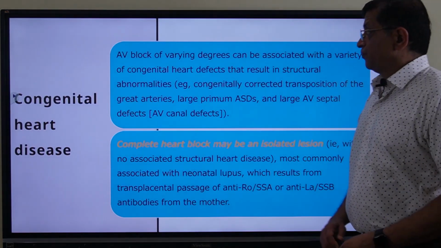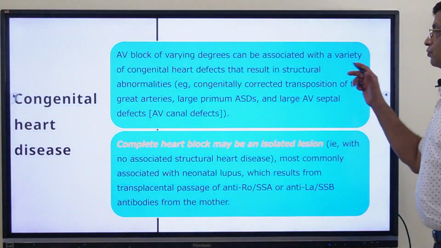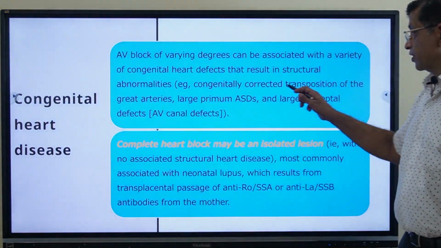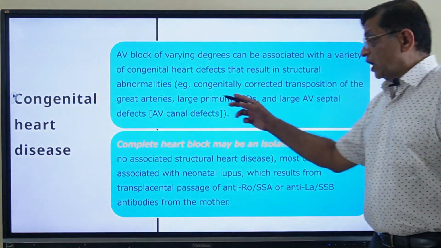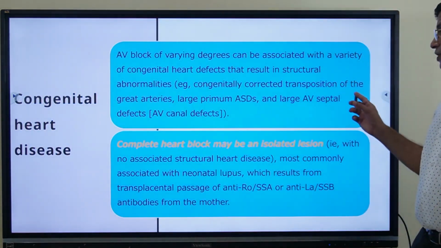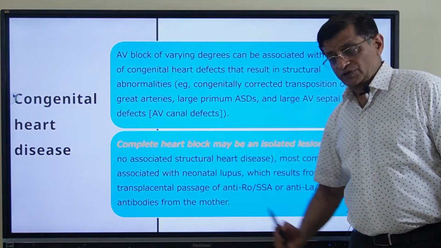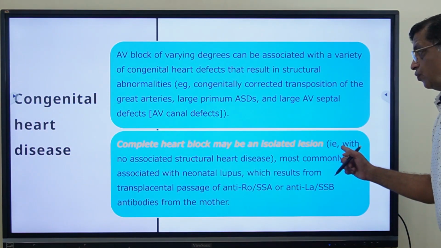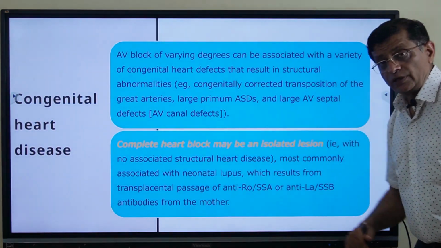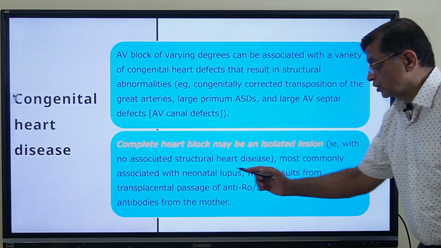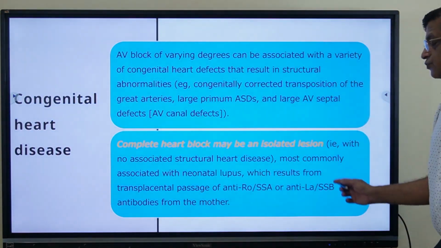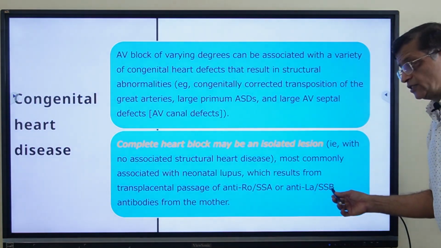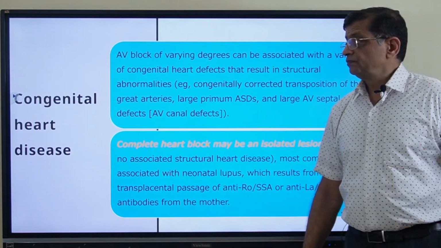Congenital heart diseases: AV block of varying degrees can be associated with a variety of congenital heart diseases. A structural abnormality, for example, congenitally corrected transposition of great arteries, large primum ASDs, and large AV septal defects, especially AV canal defects. Interestingly, complete heart block may be an isolated lesion with no associated structural abnormality. This is a rare condition most commonly associated with neonatal lupus, which results from transplacental passage of antibodies, anti-Ro/SSA and anti-La/SSB, from the mother.